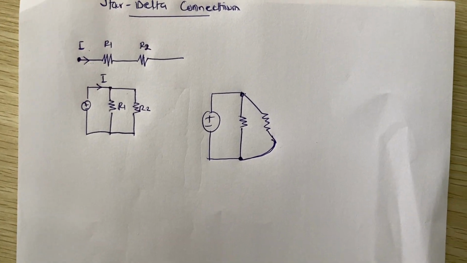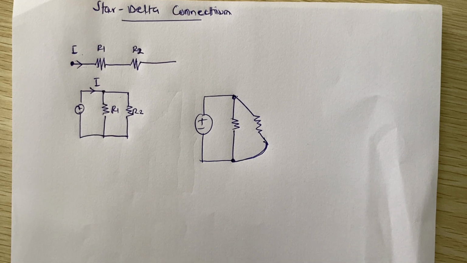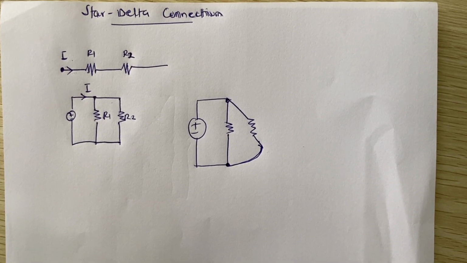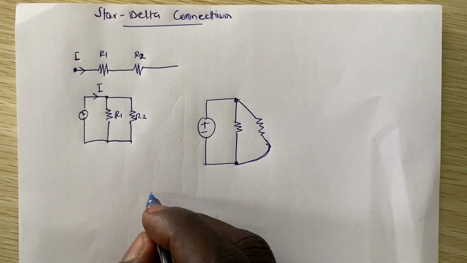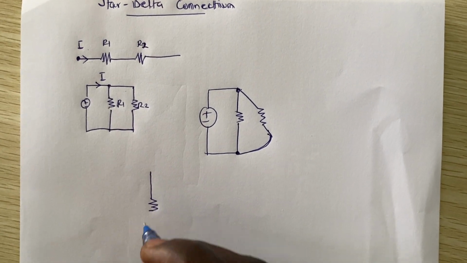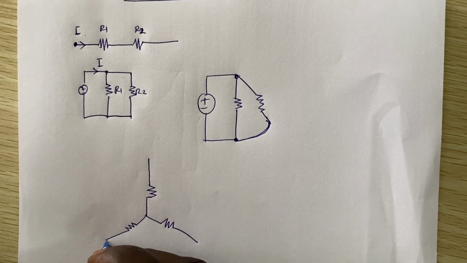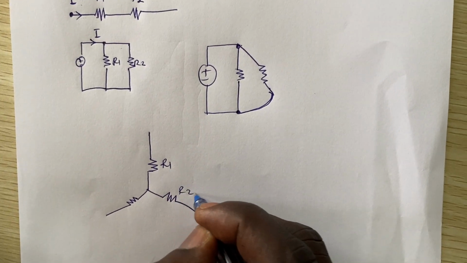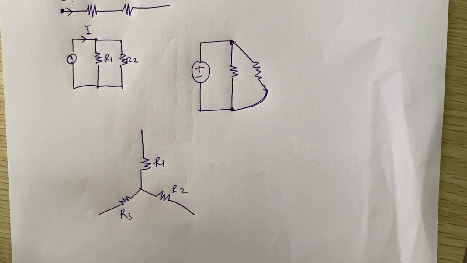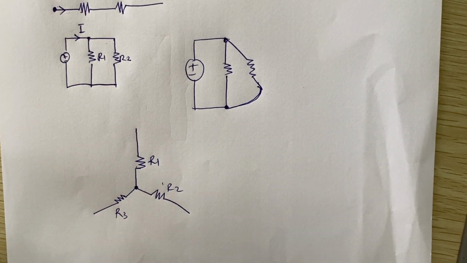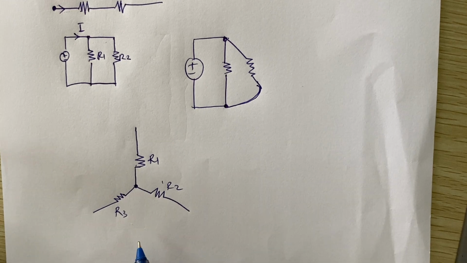Now when we are talking about star connection, we say that resistors are in star connection when they have a common point, right? So when you have three resistors, say R1, R2, and R3, and they share a common point, we say that these three resistors are in star connection.